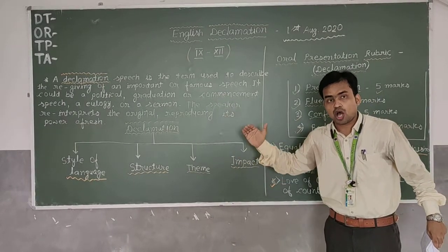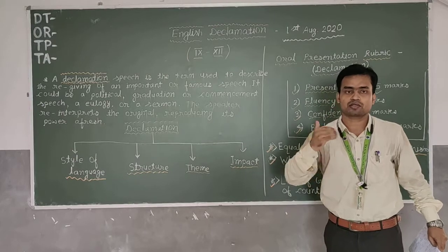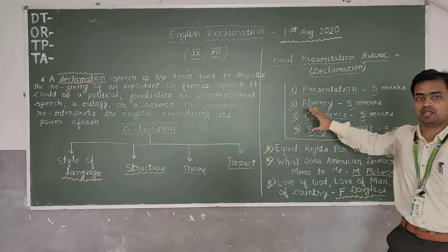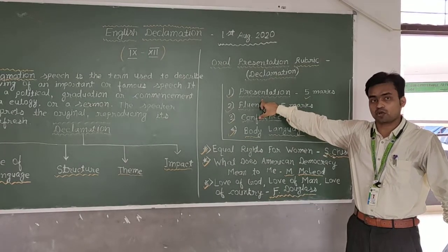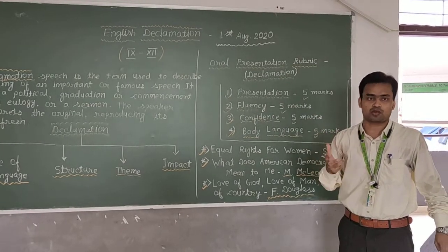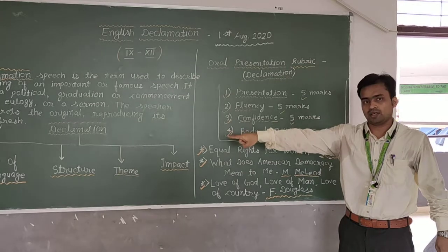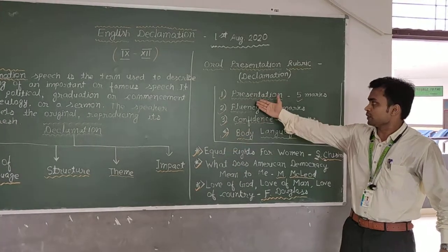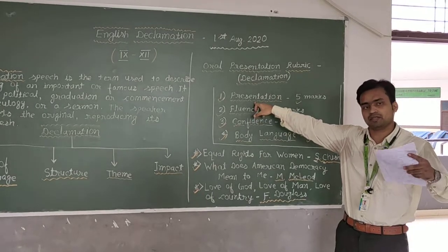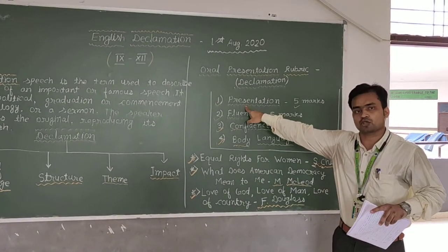Now, talking about how your declamation speech will be assessed on these rubrics. See, the first is your presentation, very important. How you present your speech is very important, right? First, you will select the speech on these four parameters. After that, you will start your presentation, you will start giving the speech. First, you will focus on presentation.